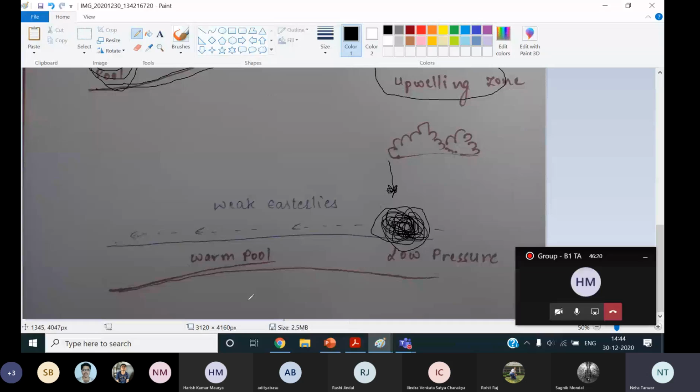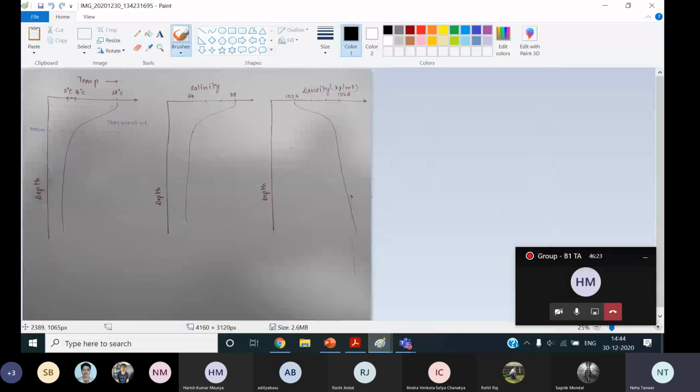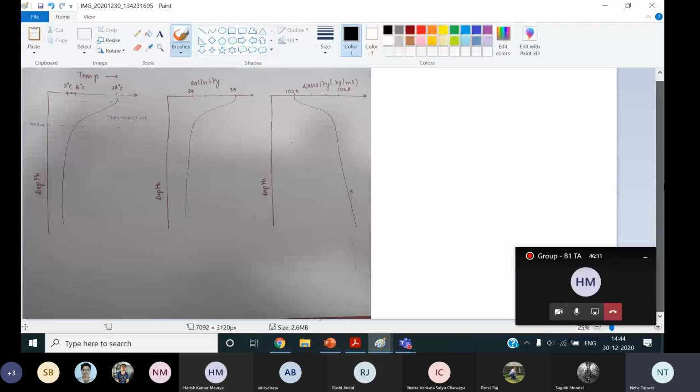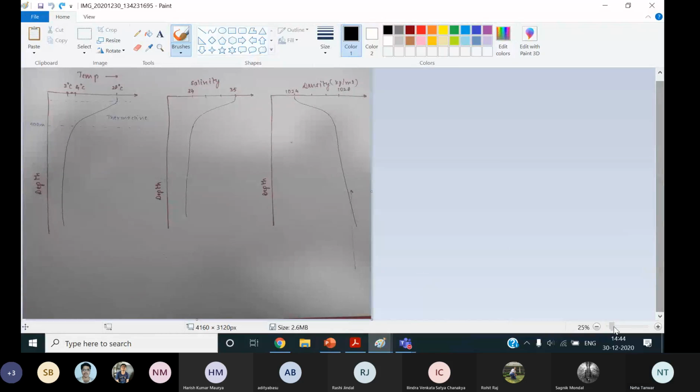Let's switch gears and move to a new topic. What are these? Okay, we're going to look at the vertical profile of some of the parameters with depth.